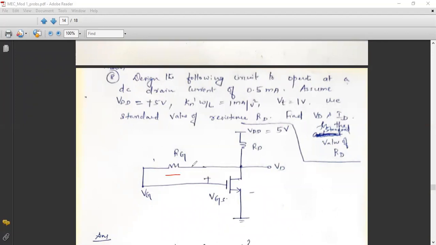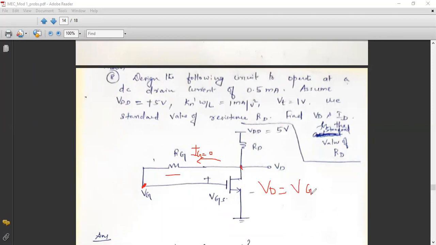And you know that this feedback resistance will be very high, in mega ohms, and eventually this current will be approximately zero, because of which I can conclude that the potential at the drain terminal will be the same as that of the potential at gate. If potentials at the two points are the same, the current flow between the two terminals will be zero. So I should get a conclusion that VD is equal to VG.